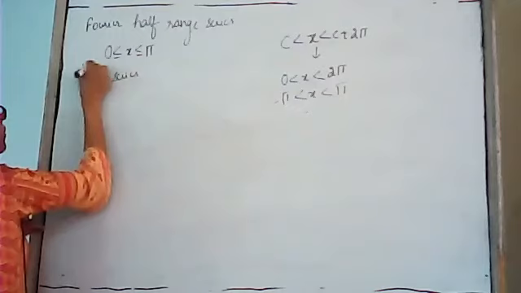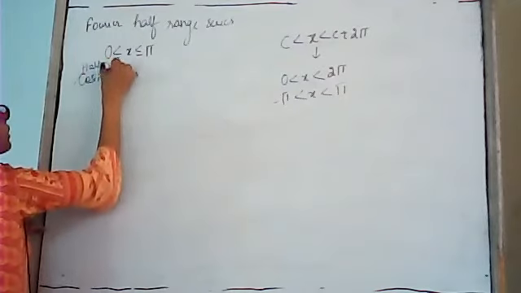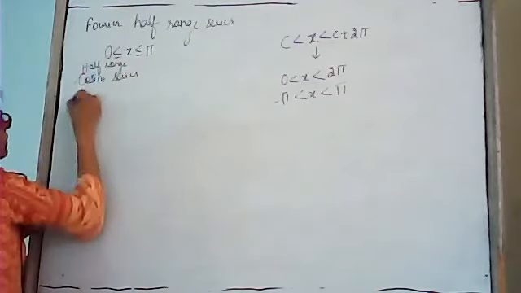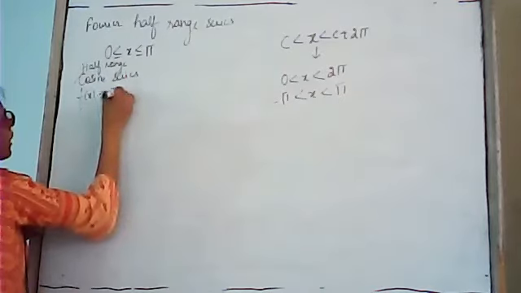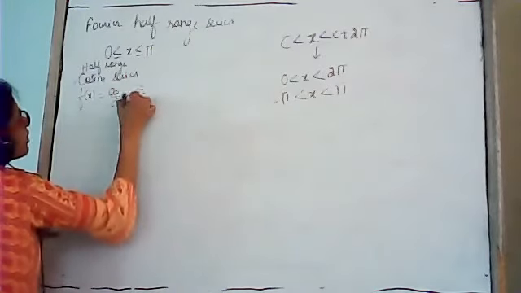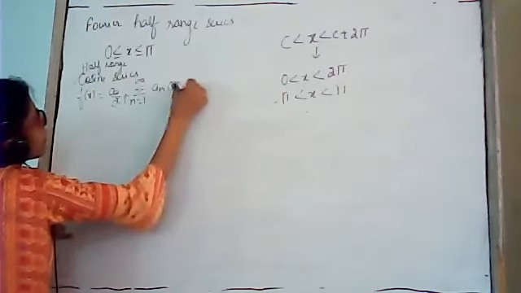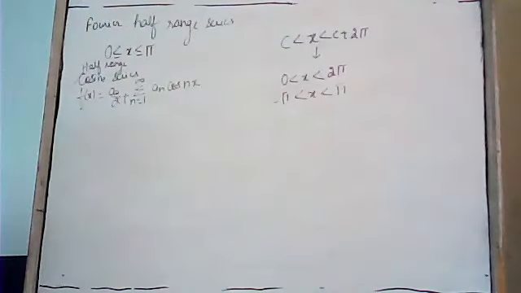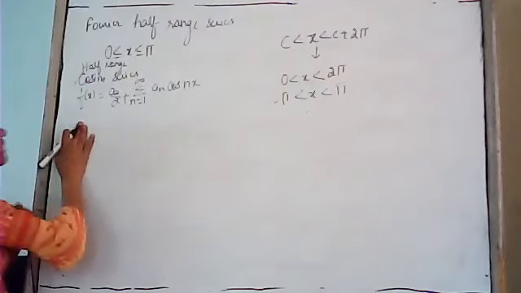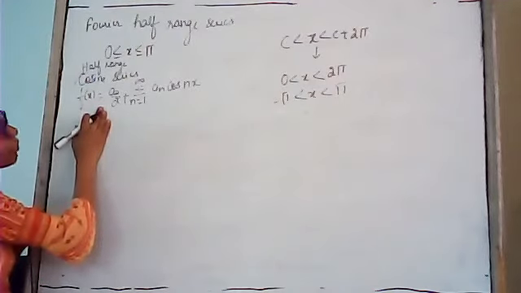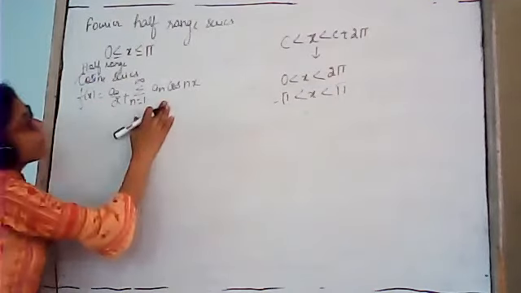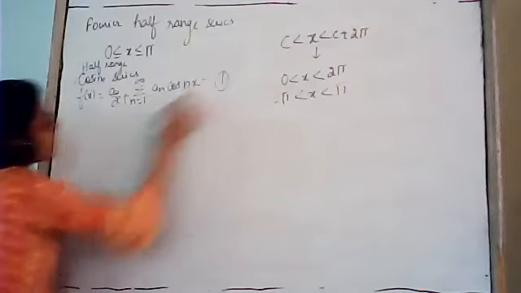first of all, the half range cosine series is given by f(x) is equal to a naught by 2 plus summation n varies from 1 to infinity a_n cos nx. In the half range cosine series, we will be having only two terms. One is a naught and the other is a_n. This is equation number 1.